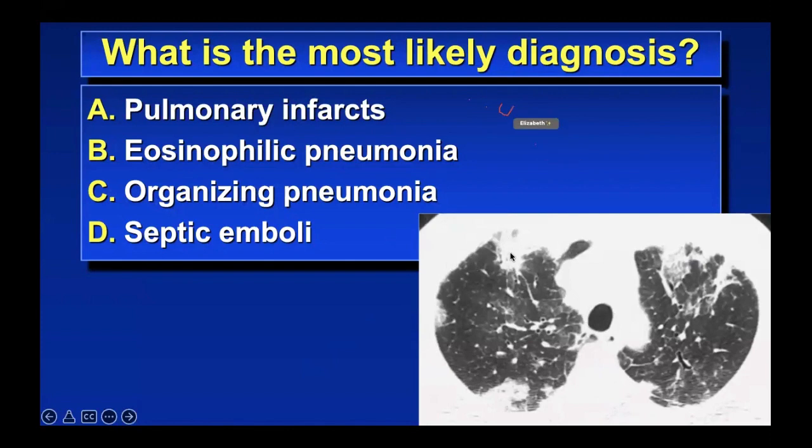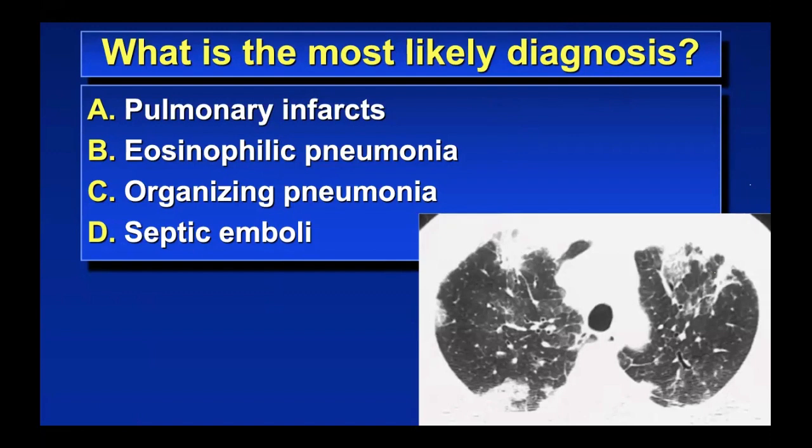Infarcts are usually going to be one or two or at most three. You're not going to see 10 infarcts. That's extremely unlikely. So it's either B or C. Septic emboli are rounder and they cavitate. Eosinophilic pneumonia or organizing pneumonia, like cryptogenic organizing pneumonia.